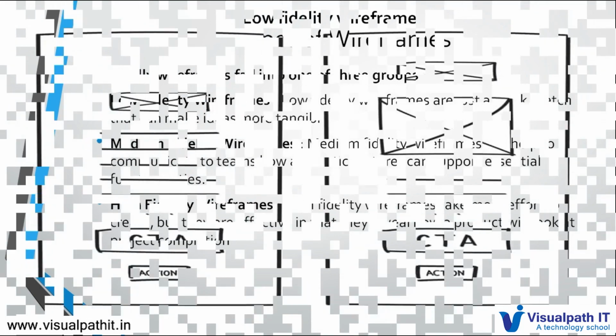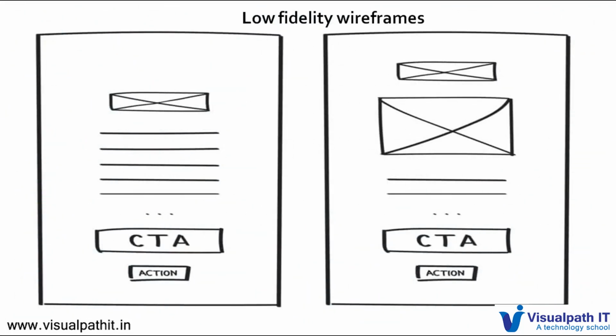On the screen, you can see how low fidelity wireframes can be drawn or presented. On this, you can identify an image placeholder and text lines where the text is going to be represented, and below there's an action button.